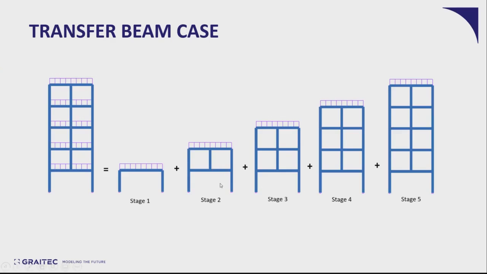The result of the stage construction analysis will be the result of stage 1 plus stage 2 plus stage 3 plus stage 4 plus stage 5. So for displacements, internal forces, support reactions, and everything, the results will be the cumulative sum of stage 1, stage 2, stage 3, stage 4, stage 5 until the structure is fully completed. And this will be different from the results we get by directly applying all the loads on the completed structure, as we will see in the following application in Advanced Design.